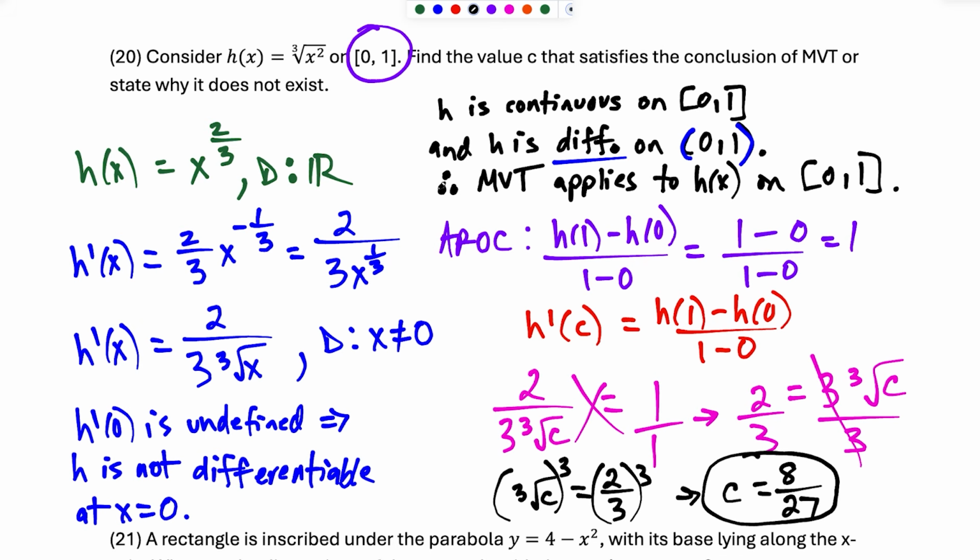And a little mental check here. Notice that 8 over 27 is between 0 and 1. So this is really good that we got something that is between 0 and 1.